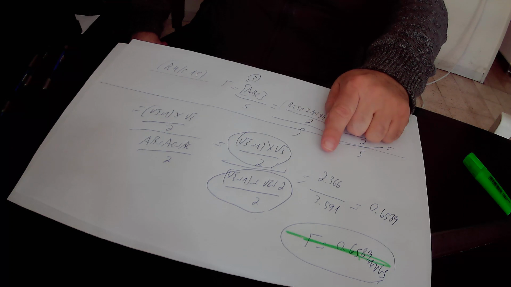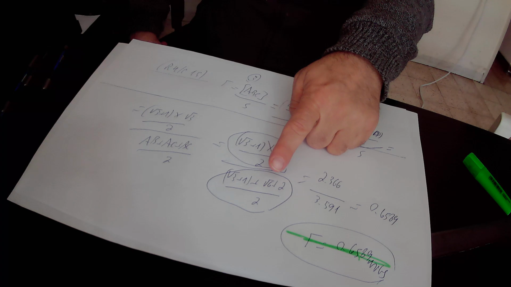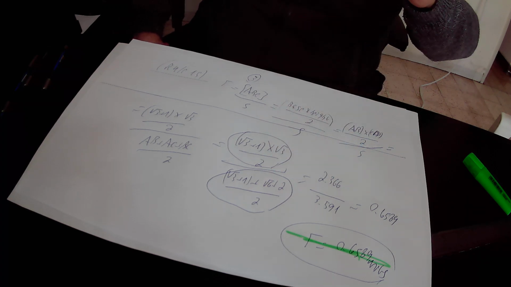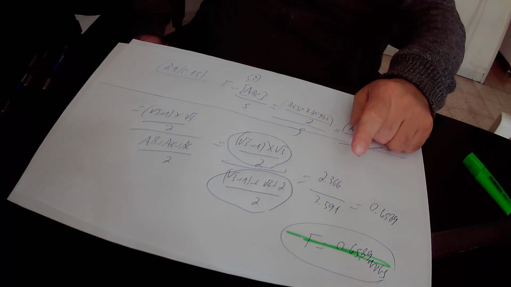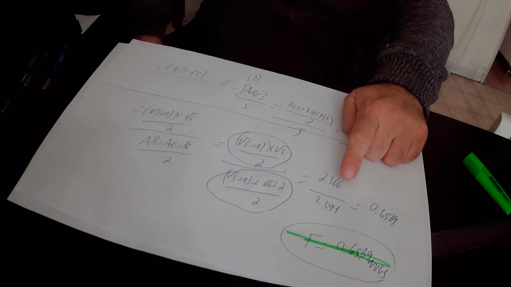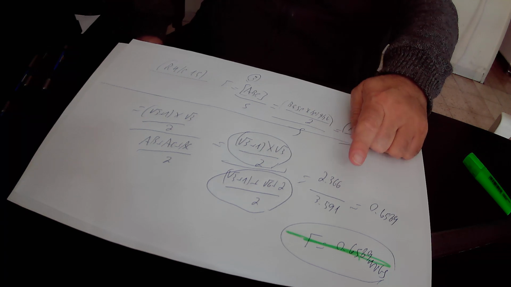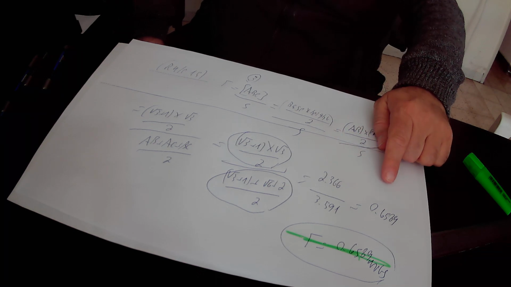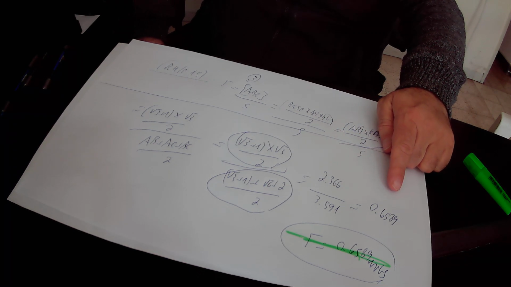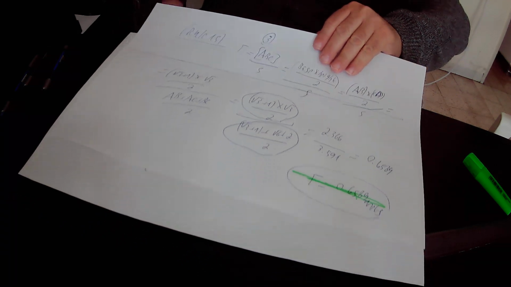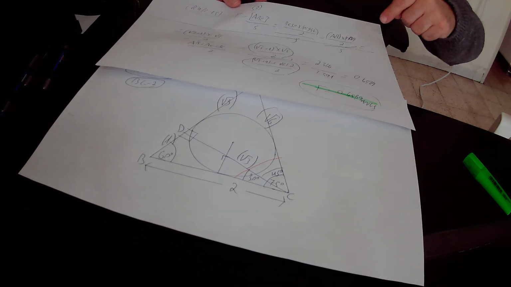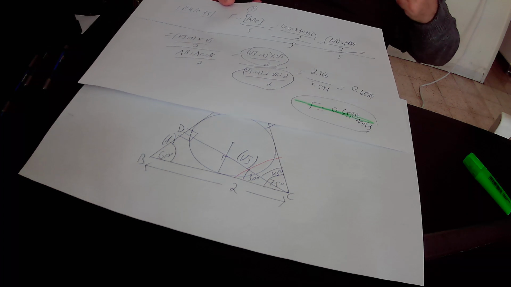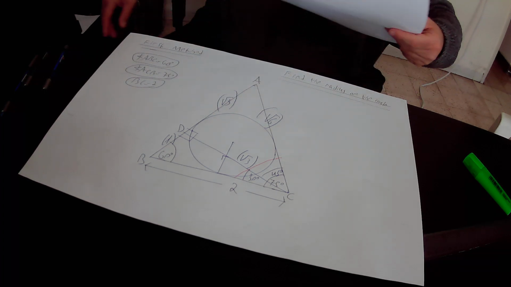So the area of triangle ABC equals 2.366 square units. This expression is the semi-perimeter of triangle ABC, and the semi-perimeter S equals 3.591. 2.366 over 3.591 equals 0.6589 units. So we found that the radius R of this circle equals 0.6589 units. We finished with the first method.